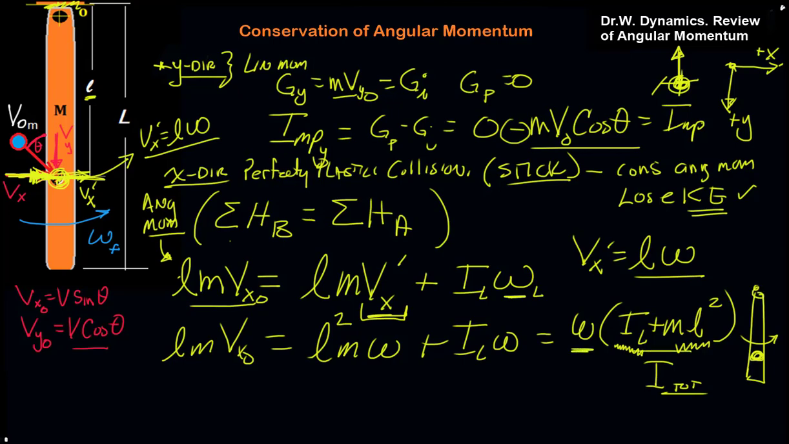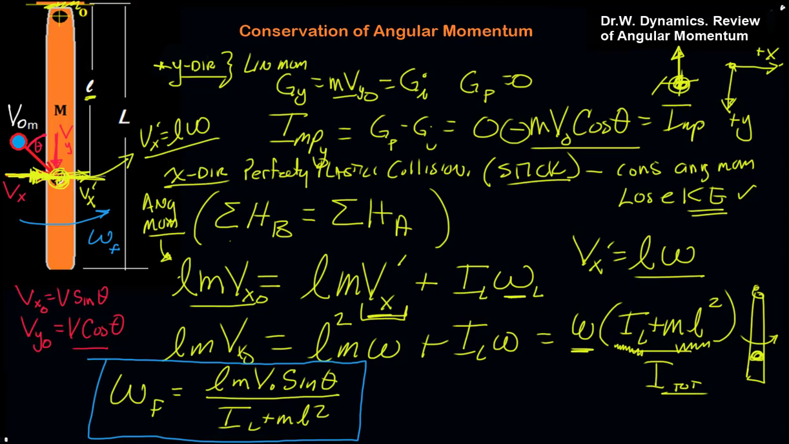And from here we can now solve for omega. Omega final will be LMV0 sine of theta over (IL plus ML squared). That's the angular speed that the bar and ball would move away with. And note that only Vx initiates this motion. In the y direction, that motion and that momentum is lost to the system.